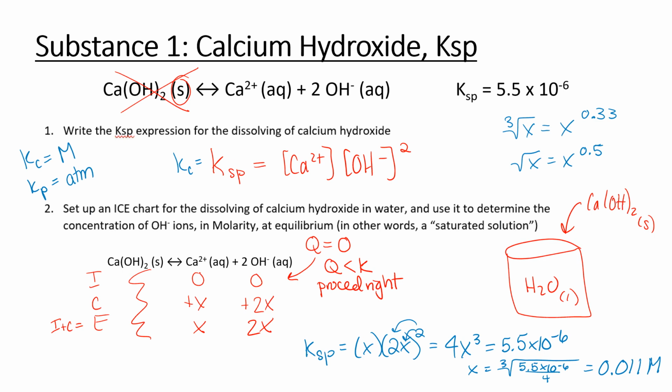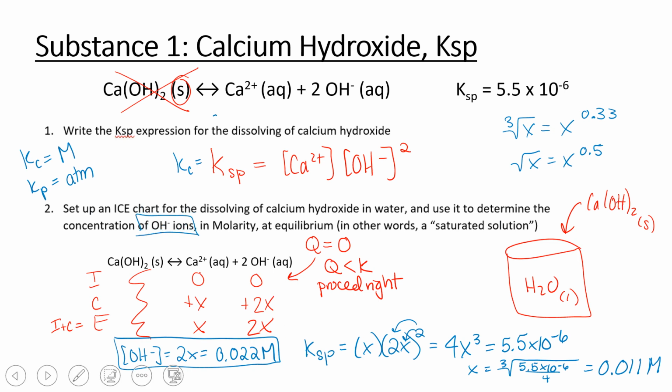But I've got to make sure that I answer the question. The question says, what's my concentration of hydroxide ions? And my hydroxide ion concentration is actually 2x. So my hydroxide concentration is actually 0.022 molar. So that's my final answer. So notice I've used my ICE chart and my given K value to predict the amount of hydroxide ions I should form. Okay. So keep that in mind, it's 0.022.